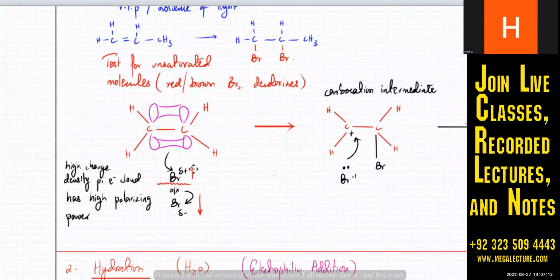Why? Because why did the bromine become polarized in the first place? Because the electron density over here was pretty high, so the electrons over here got repelled pretty strongly. Is that clear? So that's the main reason.